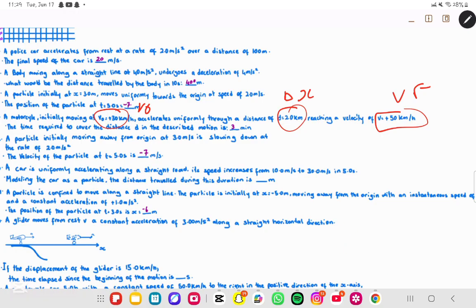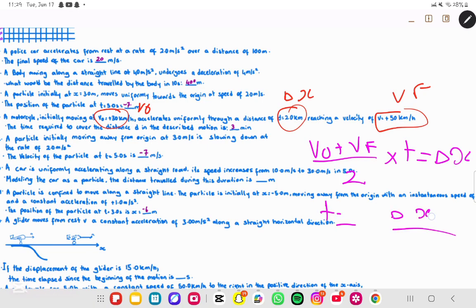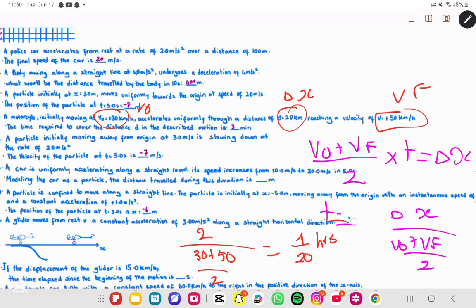Very simply, we will apply this equation: velocity initial plus velocity final over 2, multiplied by the time, is equal to the displacement. So to find the time, it is the displacement over velocity initial plus velocity final over 2. The displacement is 2 kilometers over velocity initial, which is 30, plus velocity final, which is 50, over 2. This gives us 1 over 20, which is in hours. To change it from hours to minutes, you multiply by 60 to get 3 minutes.